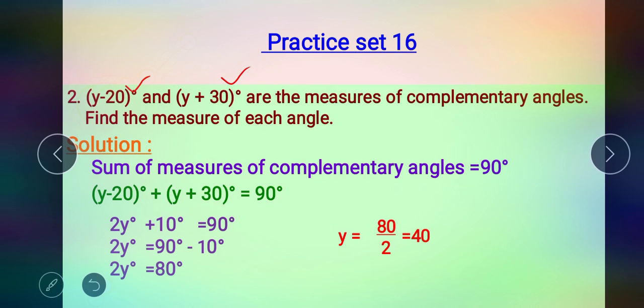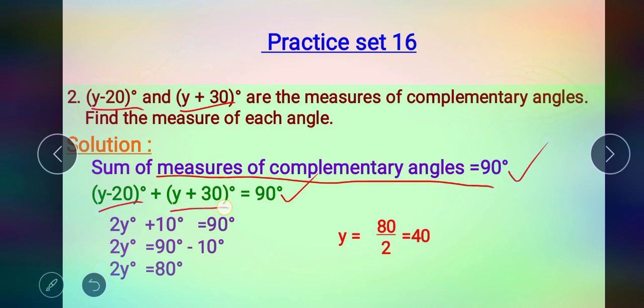Students, these two angles are complementary angles. Complementary angles means their addition must be 90 degrees. So, since the sum of the measures of complementary angles is 90 degrees, we can write y minus 20 plus y plus 30 is equal to 90 degrees.